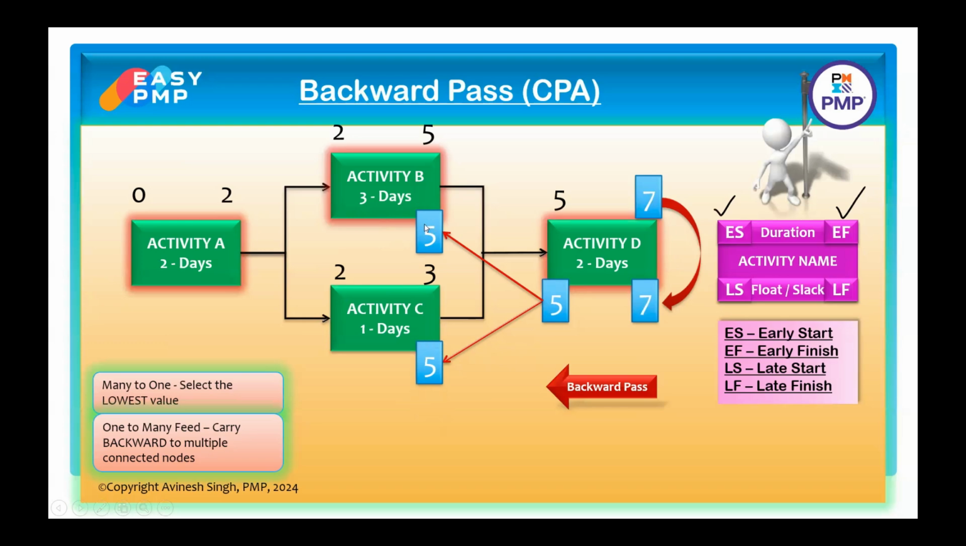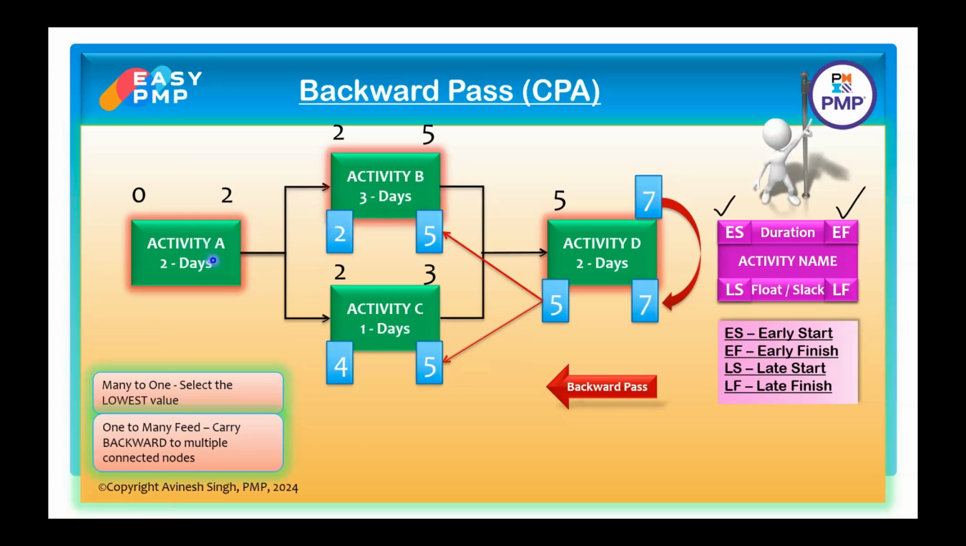Now we go further. 5 minus 3, 5 minus 1, 4, and 5 minus 3, 2. We have derived as we did in activity D, we are deriving here. The logic is that 5 is the late finish and this is finish date. So we have to derive the start date. So start date plus 3 will become the finish date, or finish date minus 3 will become the start date. So 5 minus 1, 4, 5 minus 3, 2 for the two activities.